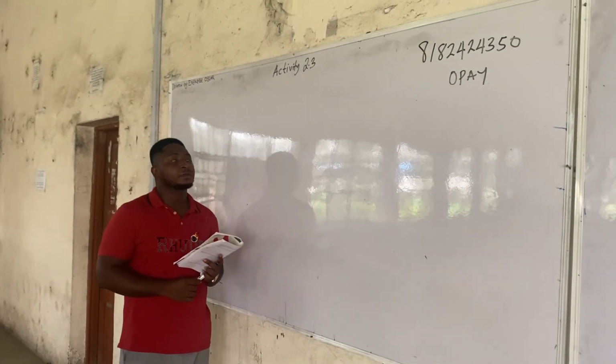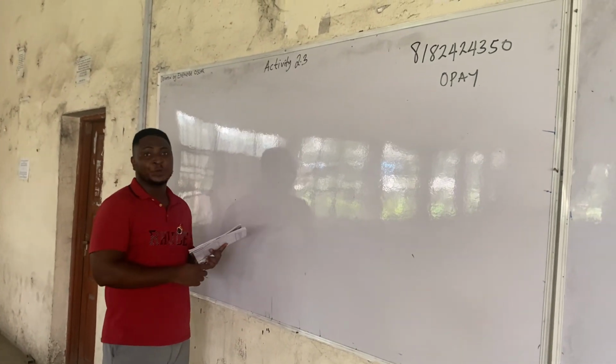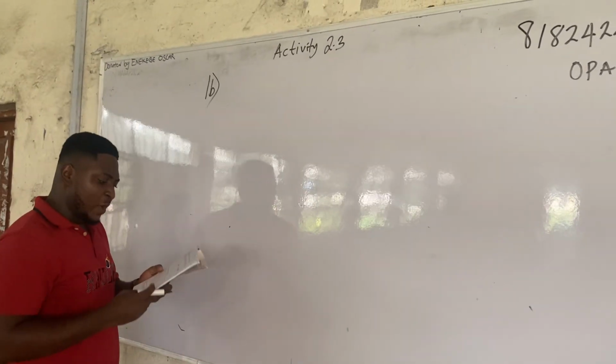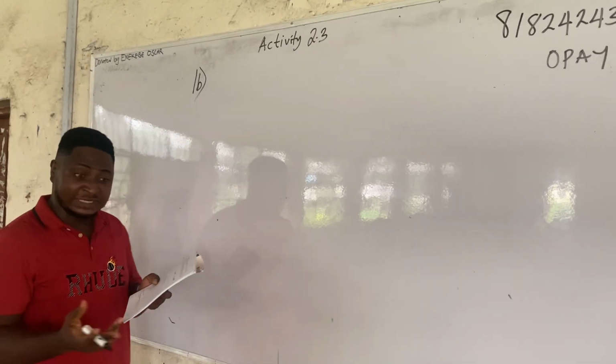Are you ready? So class, activity 2.31b. So we're in activity 2.31b. We're asked to classify the following functions according to their types.